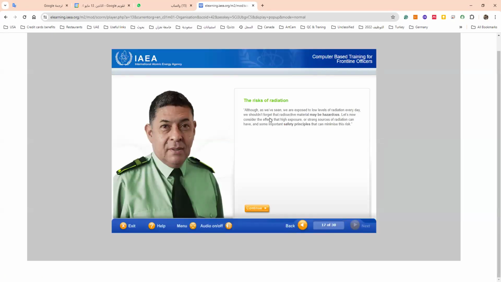The risk of radiation: we have seen that we are exposed to low levels of radiation every day. We should not forget that radioactive material may be hazardous.